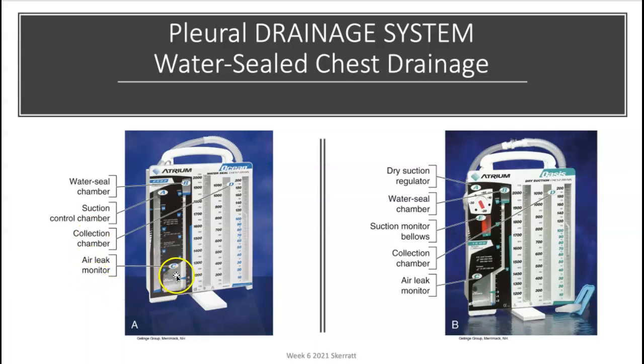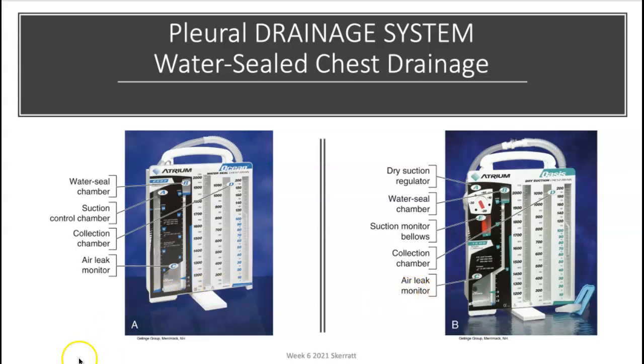And then the air leak chamber. The air leak is assessed here by fast and continuous bubbling in this chamber. So this is good or bad. It can give you an idea of whether there is a pneumothorax there. It can also give you an idea that maybe there's something disconnected in your whole system.